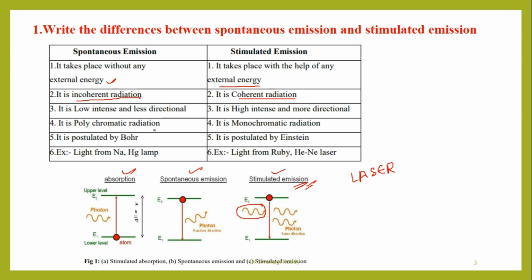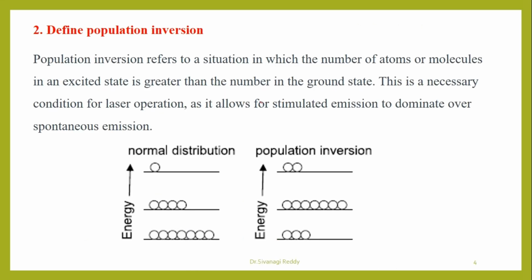It is a polychromatic radiation. Then it is postulated by Bohr. It is postulated by Einstein. Next one, what is a population inversion? So in order to get the stimulated emission, a population inversion is required. What is a population inversion?